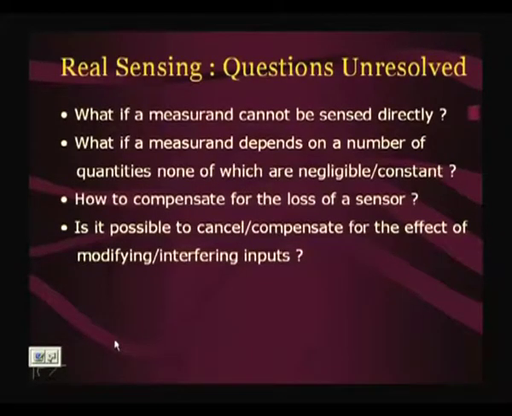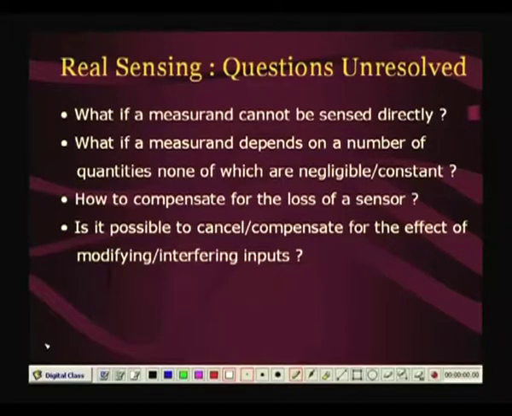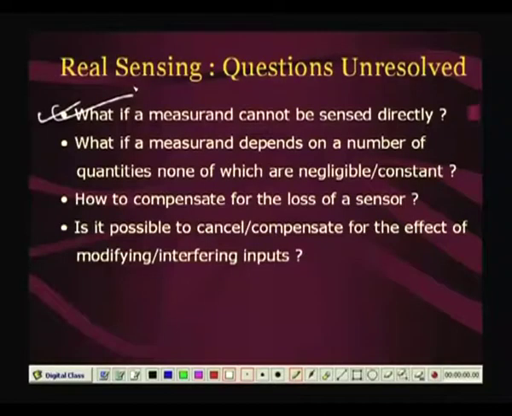Real sensing, that is the conventional sensor that we use, has some drawbacks and cannot answer some questions. For example, what if a measurement cannot be sensed directly? We shall show today that in some cases you may be interested in measuring a quantity which cannot be measured in the situation that the measurement is needed in. So, in that case, what do you do?